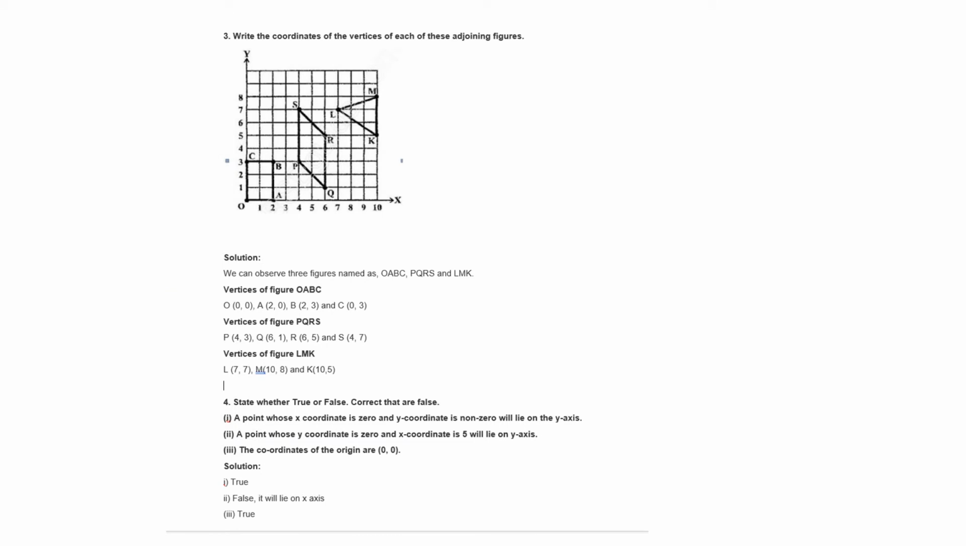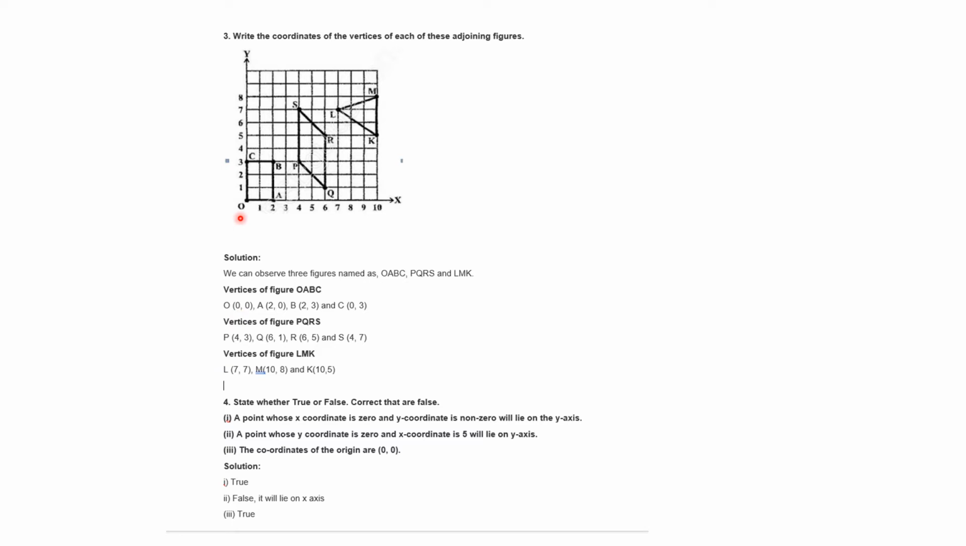Now see our third question. In the previous question, points were given to us and we had to plot them on the graph. In question number 3, the graph and shapes are already given to us. What do we have to find? We have to find the coordinates of the given points. First of all, we will start from this diagram O, A, B, C. Just see what the points are for O.